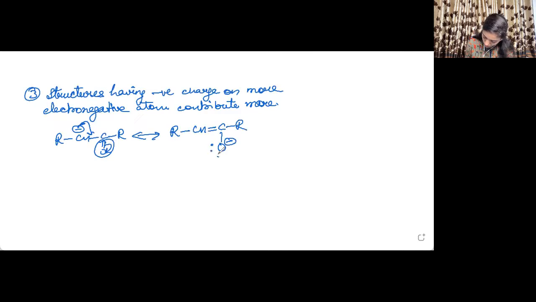Now, so here the oxygen was having 2 electron pairs with it. Now it is having 3 electron pairs with it, and it is carrying a negative charge. Now, because oxygen is more electronegative than carbon, it will be able to hold the negative charge in a better way. So this one will be more stable. So structure 2 will be more stable, and it will contribute more towards the resonance hybrid. Done? Then let us move to the next point.